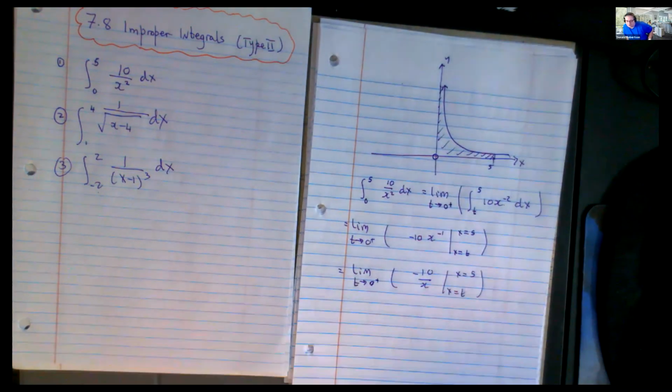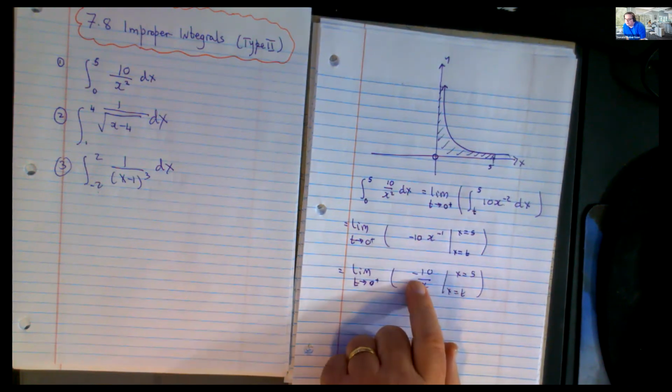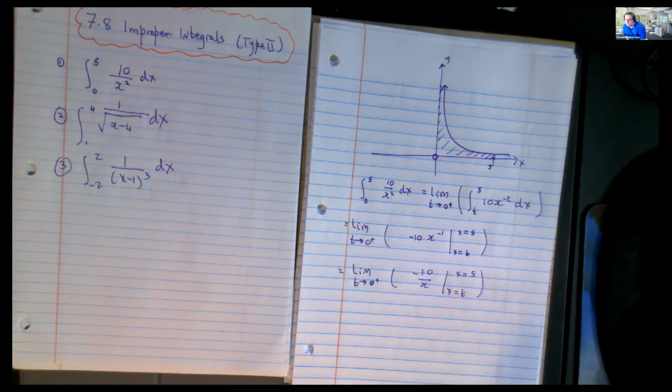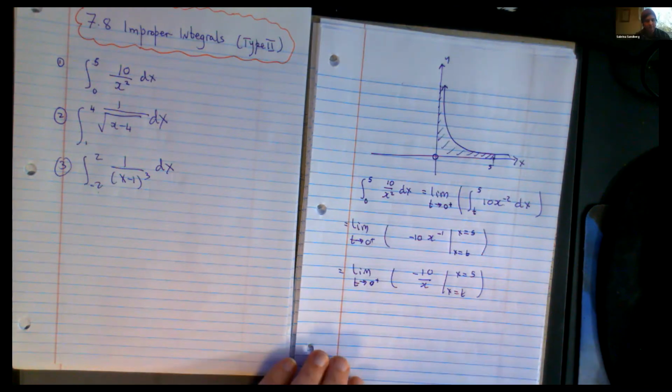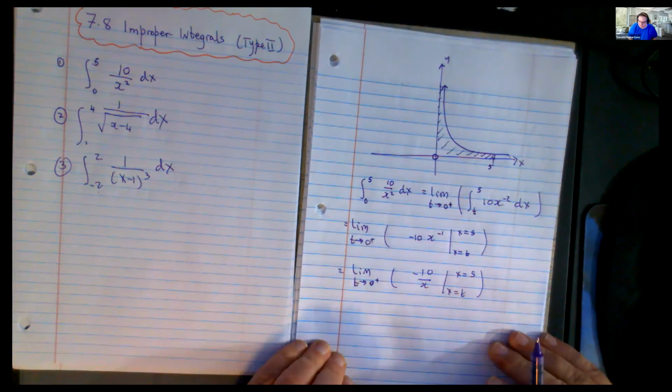Why do you think it's a good idea to turn this ugly guy into this fraction? Why do you think it's a good idea to do that? Clarifies. Yeah, it's going to make it easier, I would say. Let's see if I'm right.